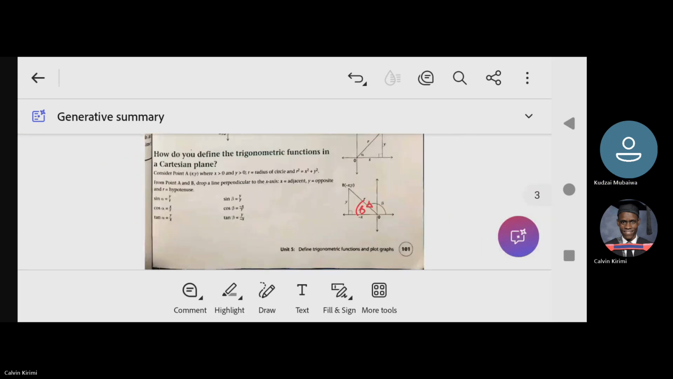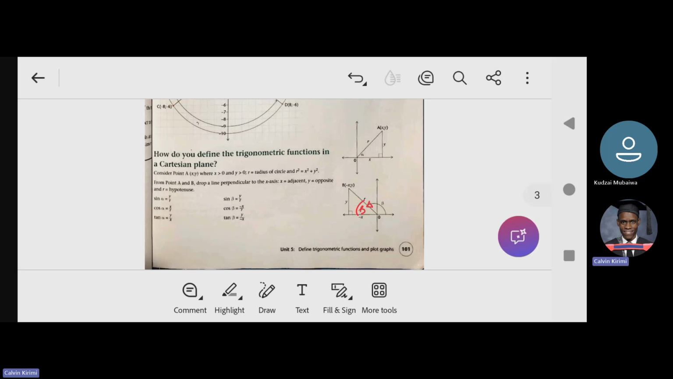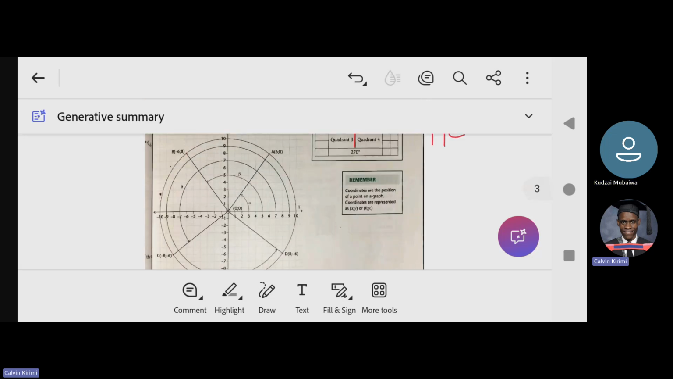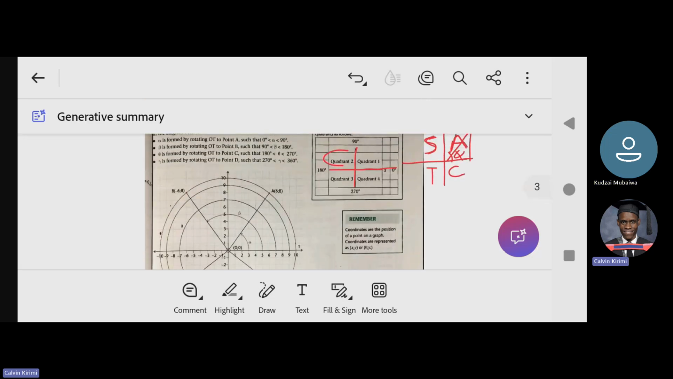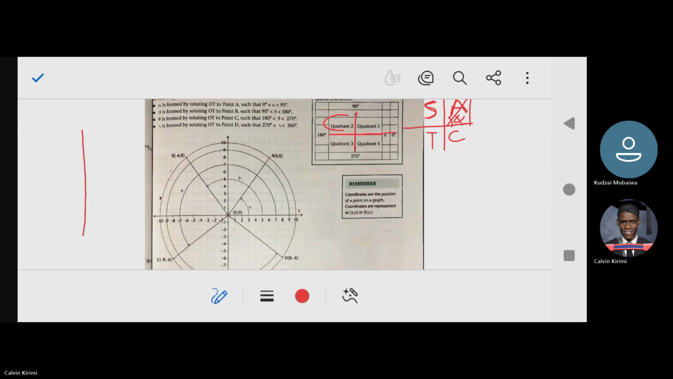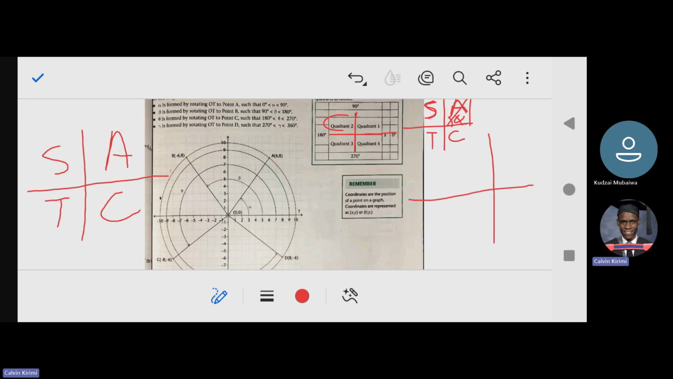No, sir. Yes, but you need to practice with the questions so that you get the logic. But for now, you know what a CAST diagram is. It looks like this. You write your C, your A, S, and T. So what do they mean? You are just rotating the triangle. If it's in quadrant number 3, so this is quadrant number 1 always, start from there, quadrant 2, quadrant 3, quadrant 4.